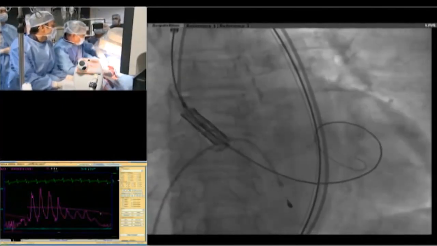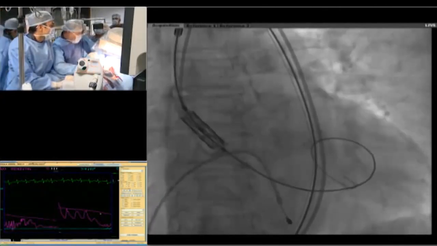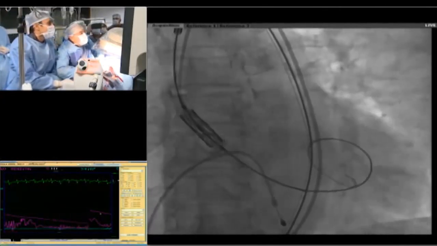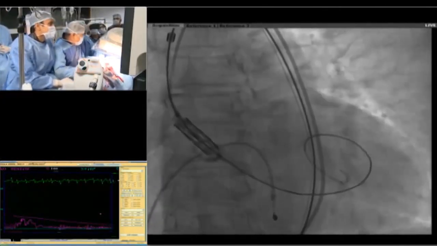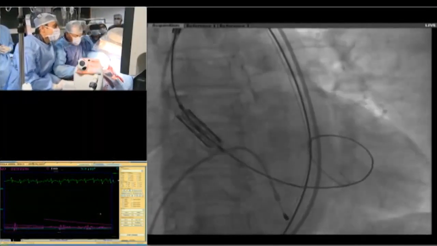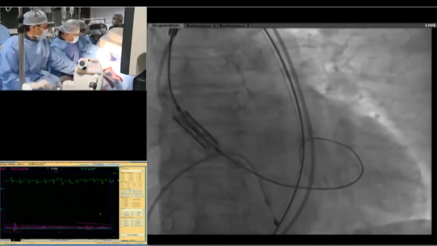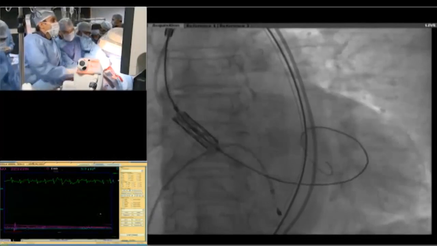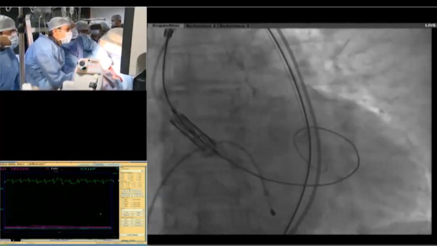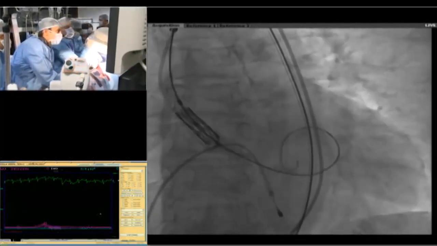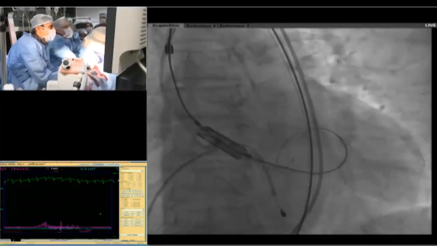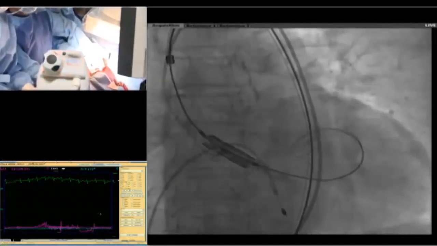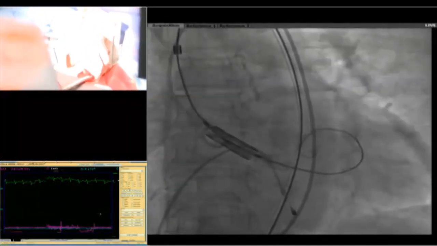Hold the sheath there. Somebody hold the sheath. Put some pressure on the sheath. The sheath came out. That's fine. Let us try to do one thing. Let's try to push this. Somebody hold the pressure. Hold the wire. You push it now. Hold the wire. Okay, so we got in. Somebody hold pressure there. So we should be fine.